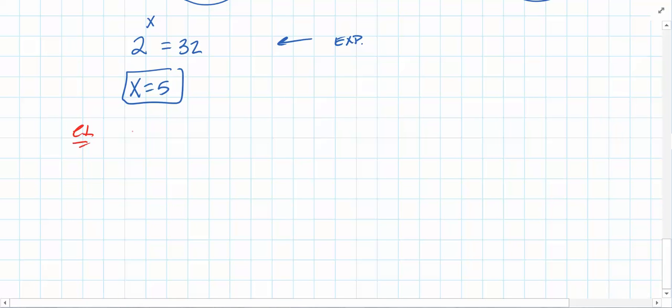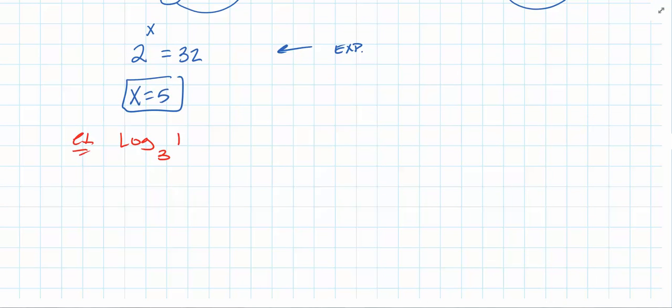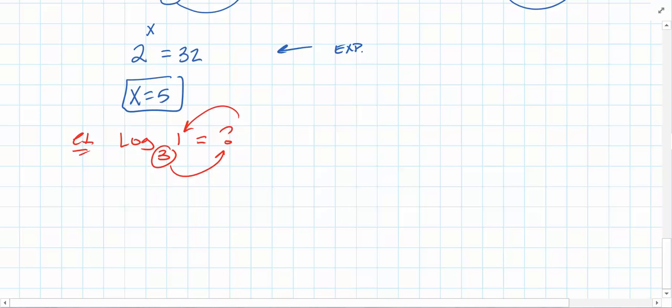Here's another example for you. What would log base 3 of 1 be? Log base 3 of 1. Yeah, Bobby, what do you think? He says it's 0. Okay, this has to equal something, right? So we say 3 to the what power would give me back a 1. Well, the only thing that's going to be true is 0. So log base 3 of 1 is 0.